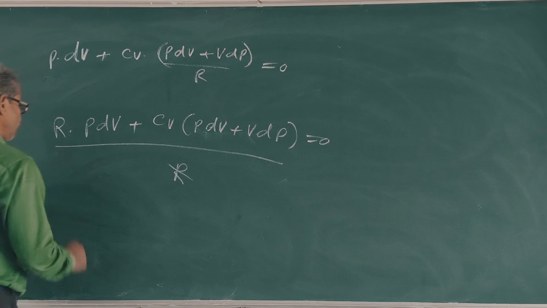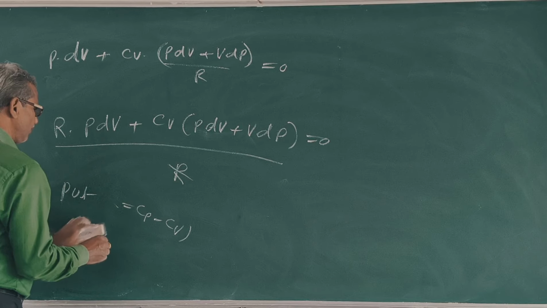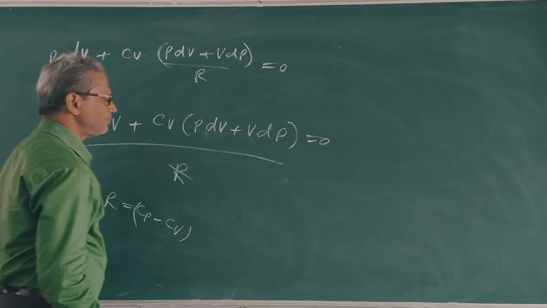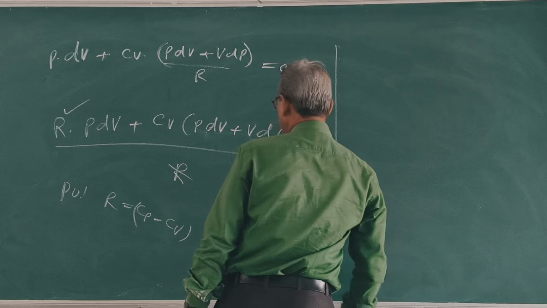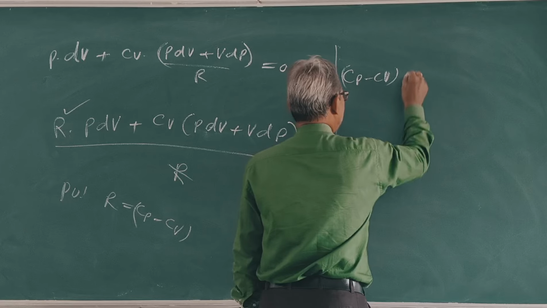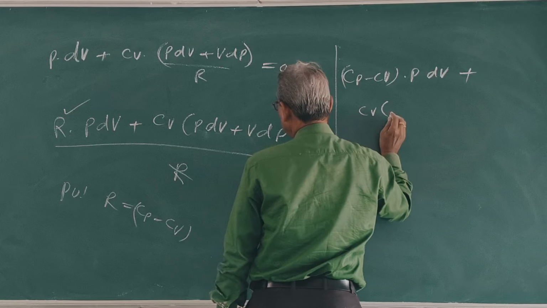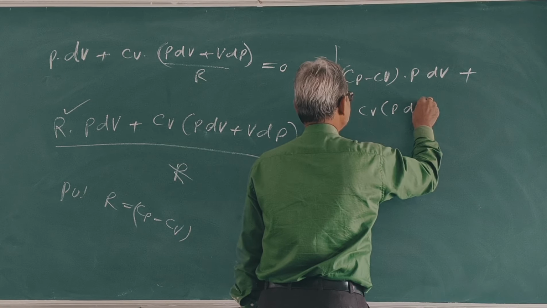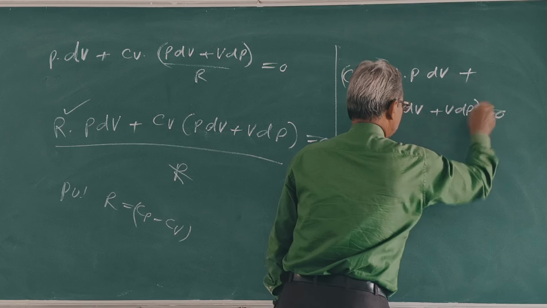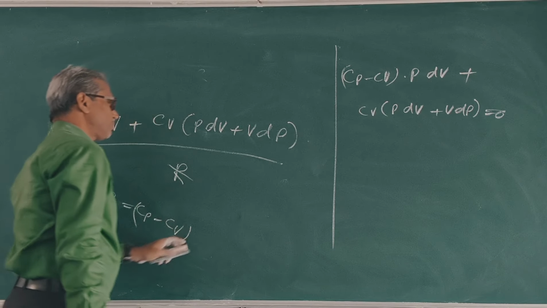Put R is equal to Cp minus Cv. Here put the value of R. So (Cp minus Cv) into P dV plus Cv into P dV plus Cv into V dP is equal to 0. Clear? Put here the value of R.